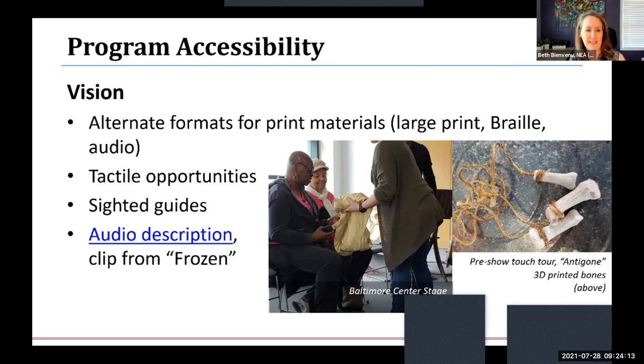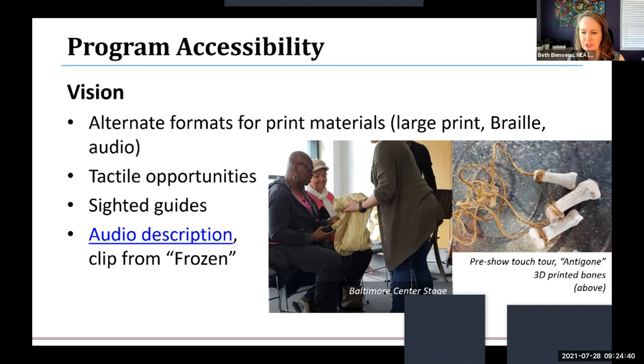So for people with vision disabilities, we focus on alternate formats for print materials, which can include large print and braille and audio, as well as tactile opportunities, sighted guides, and audio description. And there is a clip from, it was like an extra from the movie Frozen. We'll have the link in the PowerPoint that we send afterward.